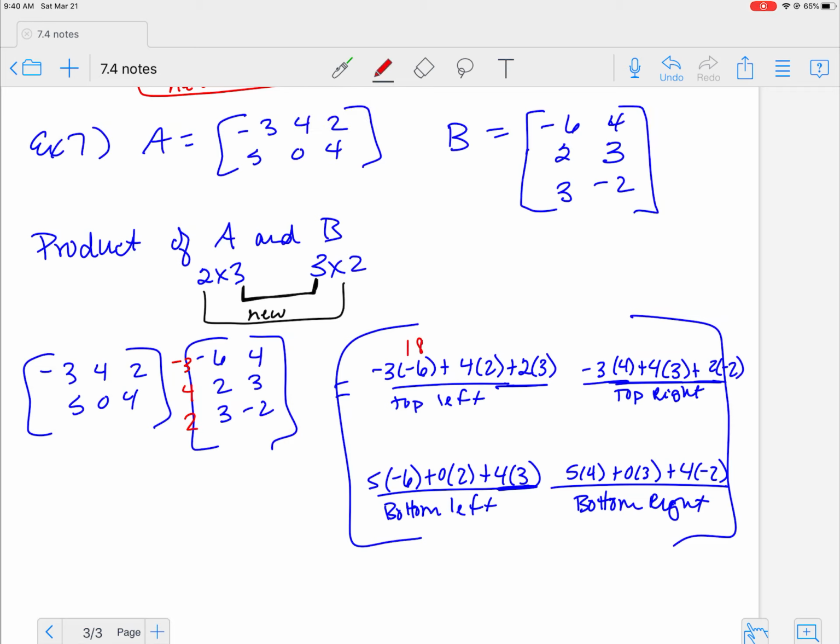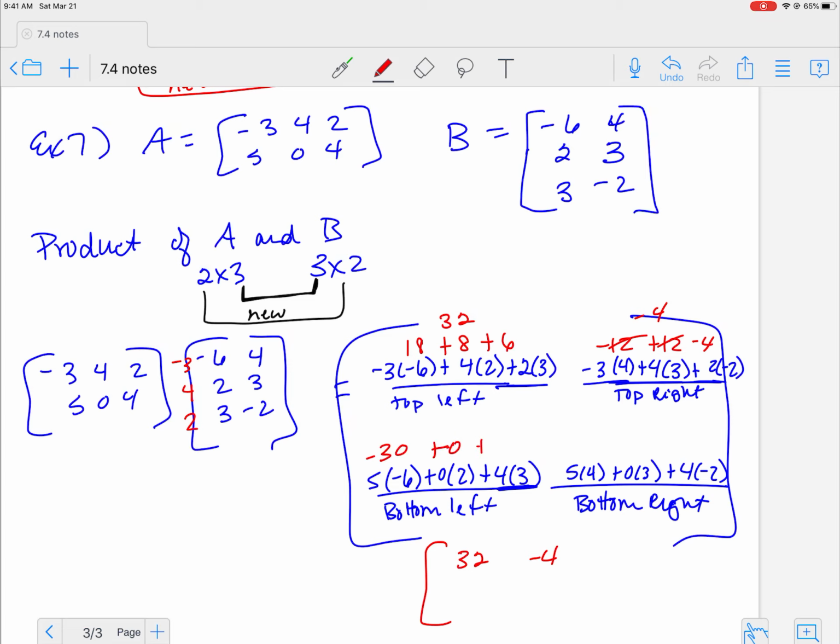So I have 18 plus 8 plus 6, which what is that? 32, is that right? Because I really have 18 plus 14 is 32, I believe. Let me check with old flunky butt. Yep, 32. So my answer is now 32. Here I have -12 plus 12 minus 4. So that's just a -4.